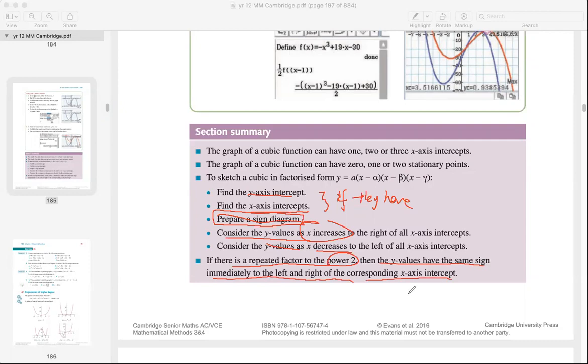So the graph is going to sort of look like this, or it can look like this. Okay, let's keep going.